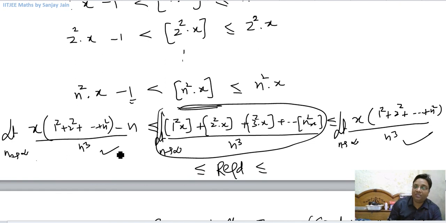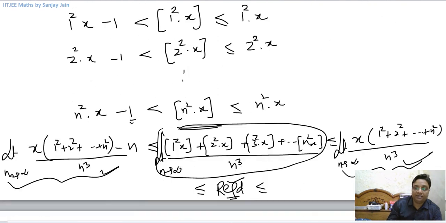Now if these two limits are the same, then we can apply the sandwich theorem and say that the required limit is also that answer, right? Whatever answer we get from here and here, if these two answers are the same, we can say that this answer is also that same answer. So now let's simplify these expressions.